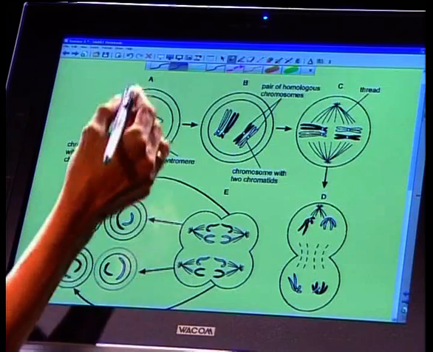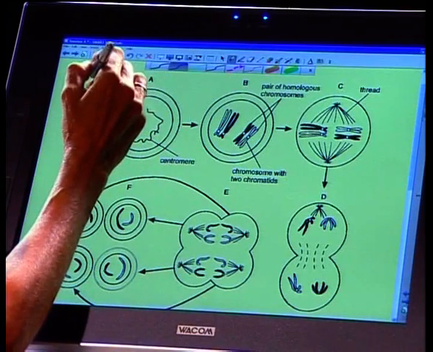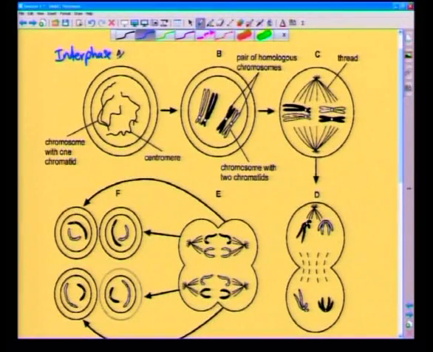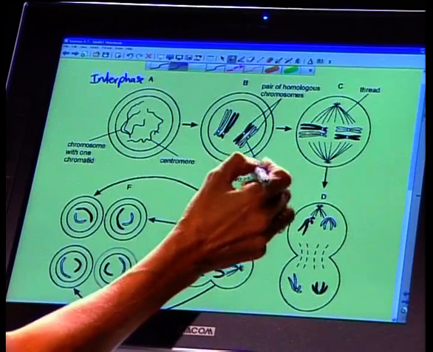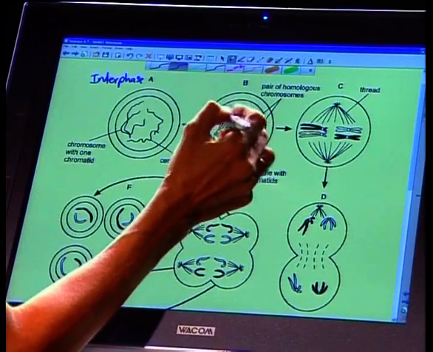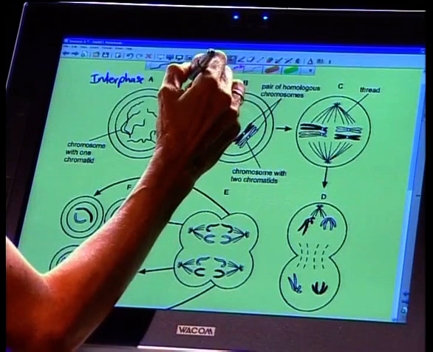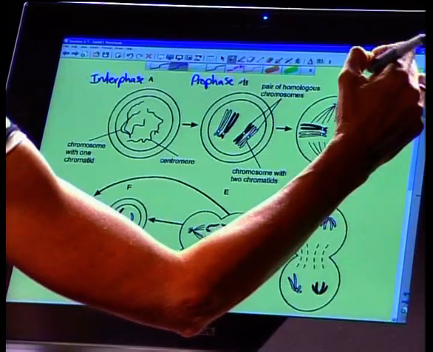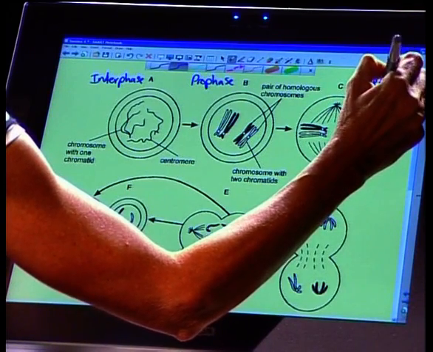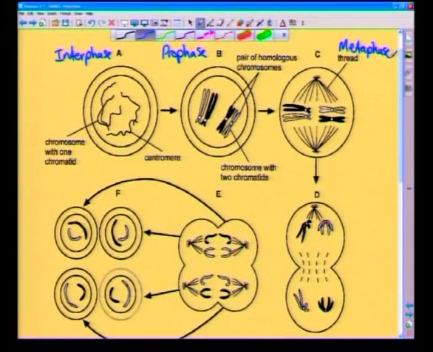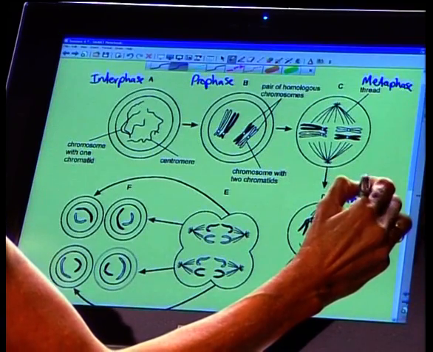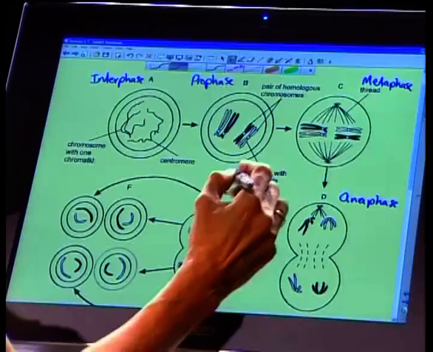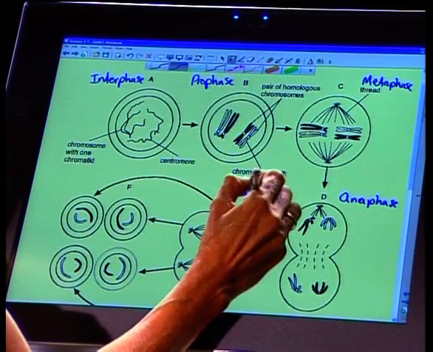Now, if we look here, this phase here would be interphase. This phase here, where we've got our chromosomes with 2 chromatids and our chromosomes are in homologous pairs, would be prophase. Then we would have metaphase and anaphase. And this would be early anaphase. This would be late anaphase.